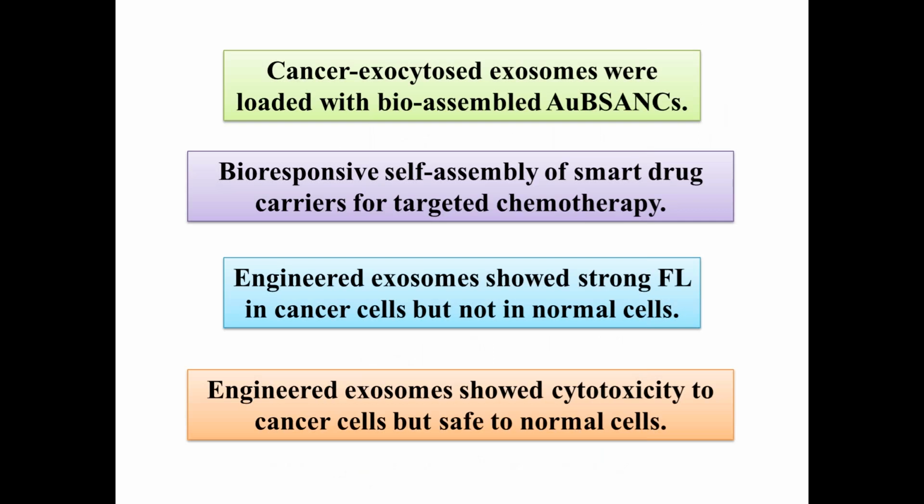Conclusion. Cancer exocytosed exosomes were loaded with bio-assembled gold BSA nanoclusters. These nanoclusters were bioresponsive self-assembly of small carriers for targeted chemotherapy. Engineered exosomes showed strong fluorescence in cancer cells but not in normal cells. This concludes that we can use these exosomes for early cancer diagnosis by bioimaging, as they only give fluorescence in cancer tissue, but not in normal tissues. Finally, engineered exosomes showed cytotoxicity against cancer cells but were safe to normal cells.